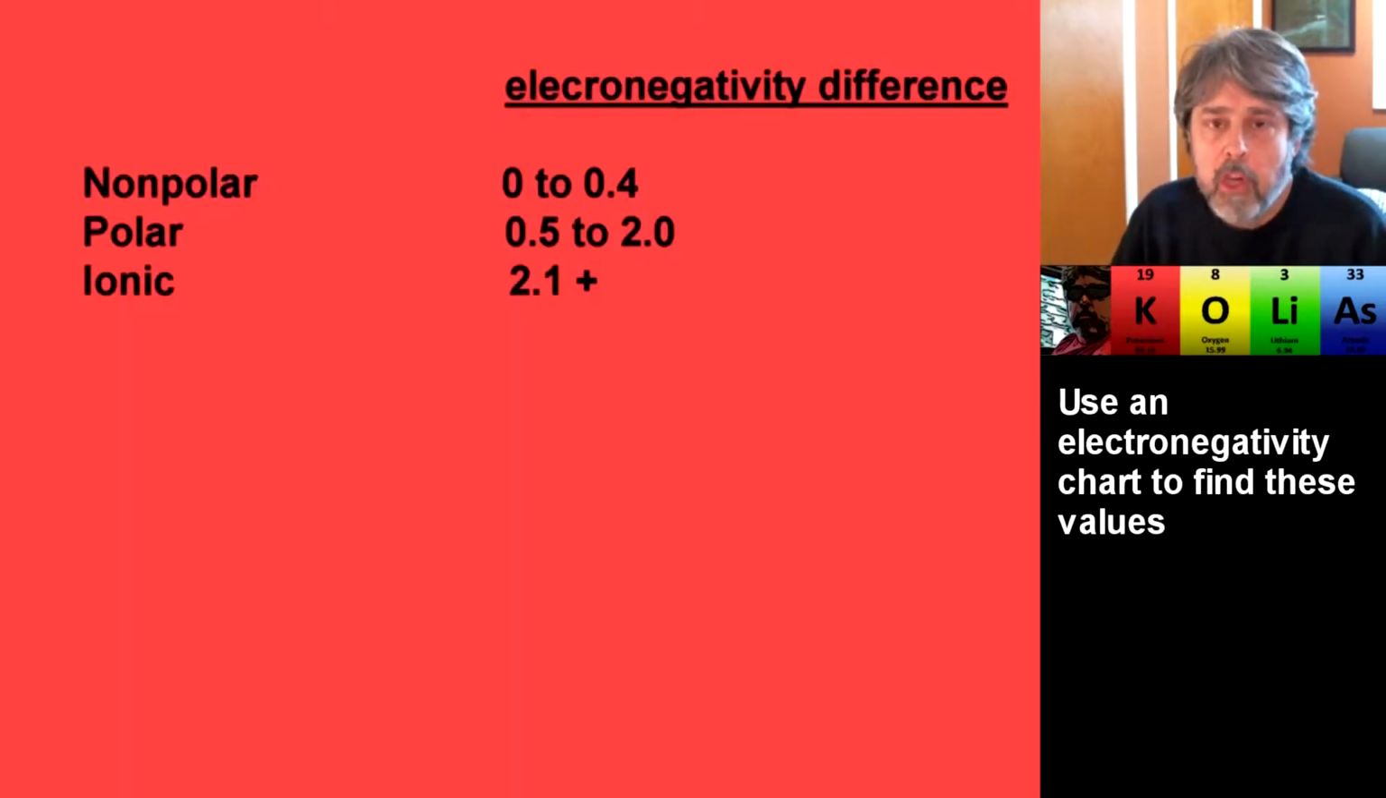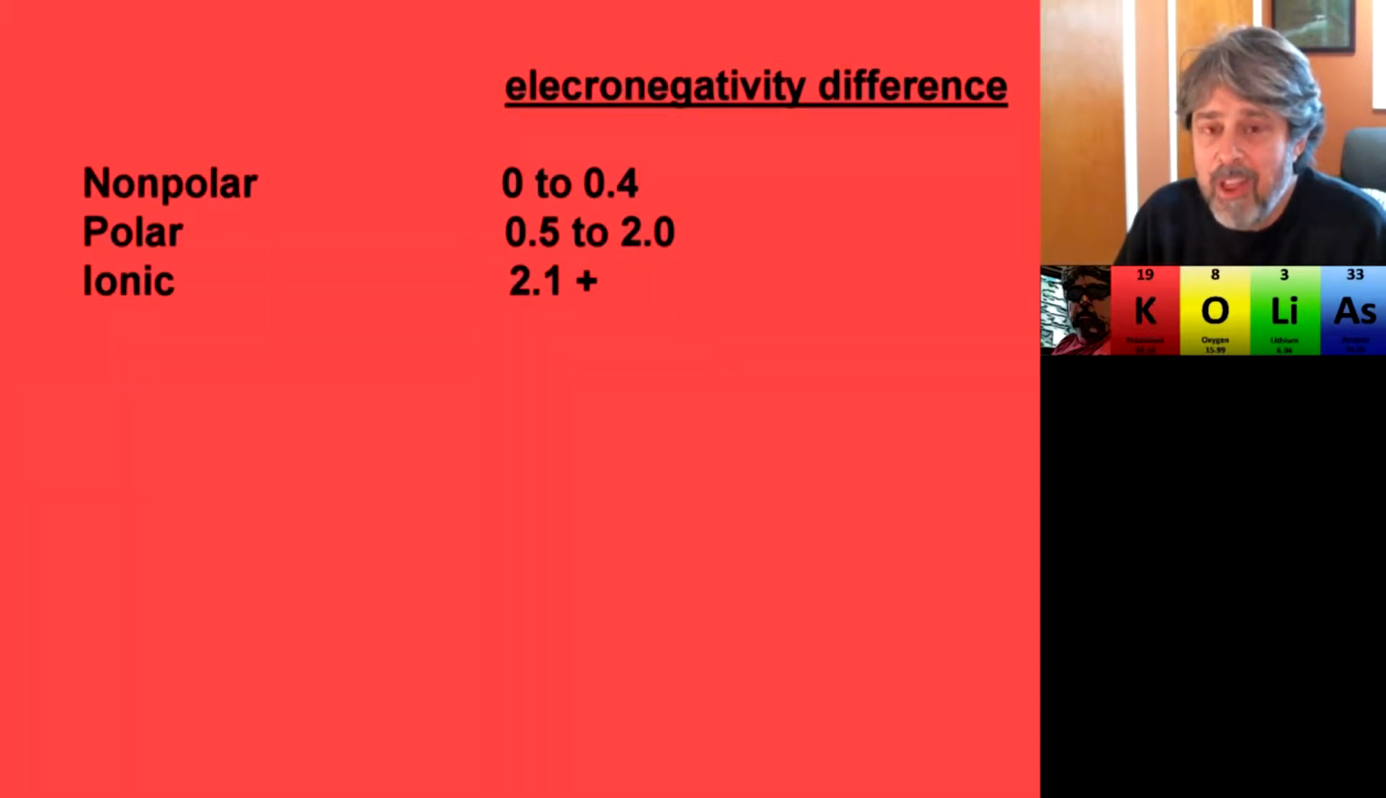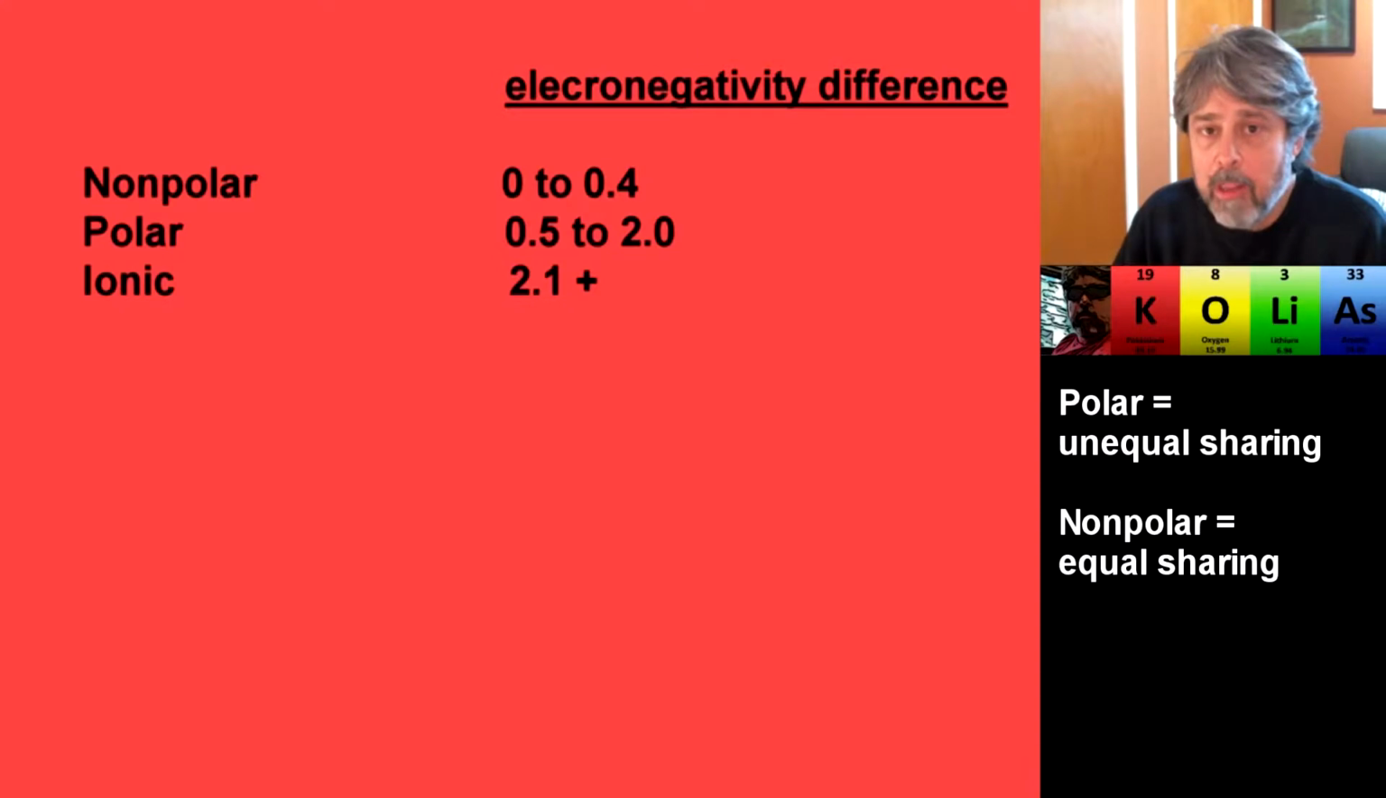We're going to use that chart to calculate the electronegativity differences between two atoms in one chemical bond, one covalent bond. So anything that has a difference of 0 to 0.4 is going to be a nonpolar bond. Remember, nonpolar means equal sharing. So if their electronegativity values are similar, they're not going to have unequal sharing. They're going to have equal sharing, and that's going to be nonpolar.